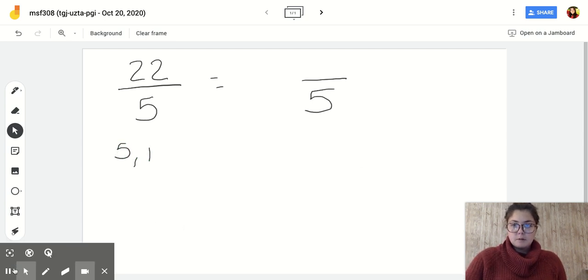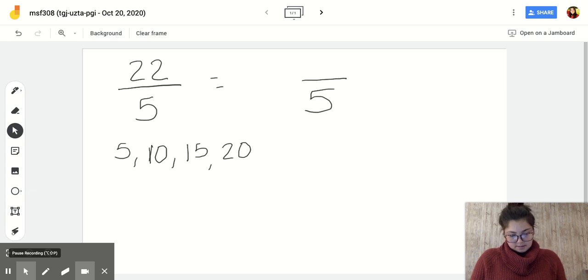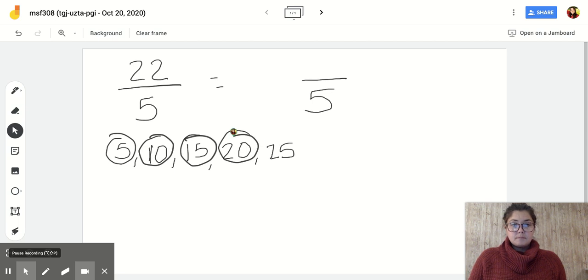Oops, I gotta zoom out here. Then we've got 15, 20. I gotta keep going because I don't have a number that's bigger than 22 yet. So we got 5, 10, 15, 20, 25. There we go. 25 is a bigger number than 22. So I'm going to circle all the numbers that are smaller than 22. I've got 5 is smaller, 10 is smaller, 15, and 20. How many circles did I have? I had 1, 2, 3, 4 circles.